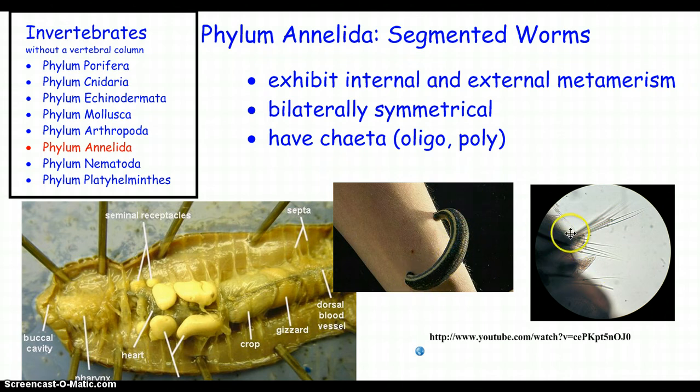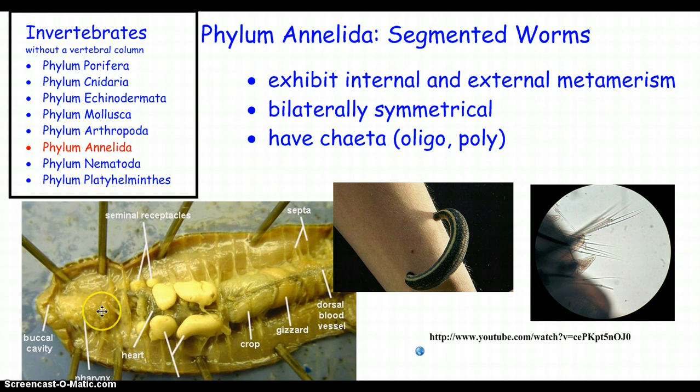They also have these little things called chaetae, which are little bristles, and they could have a few bristles or they could have many bristles. Oligo means few and poly means many, so it could be an oligochaete or a polychaete, and it uses those to basically anchor into something in order to push itself ahead. So you're going to see this in your dissection.